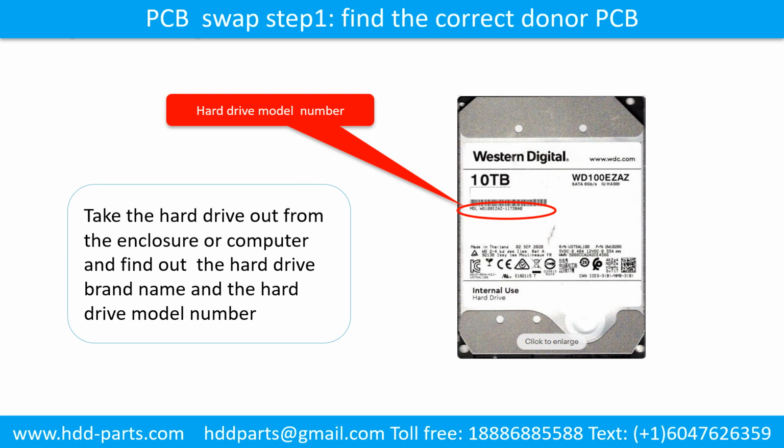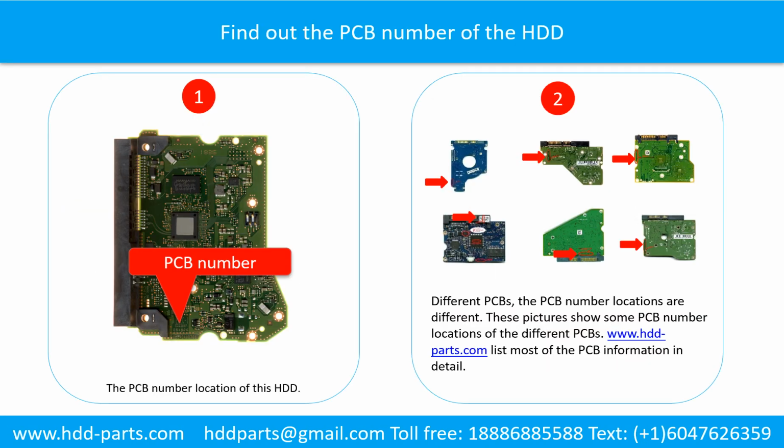Locate the hard drive model number on the front of the hard drive label. Find out the printed circuit board number of the hard drive. The picture 1 shows the printed circuit board number location of this model hard drive. Different printed circuit boards have different printed circuit board number locations. Picture 2 shows some printed circuit board number locations of the different PCBs.